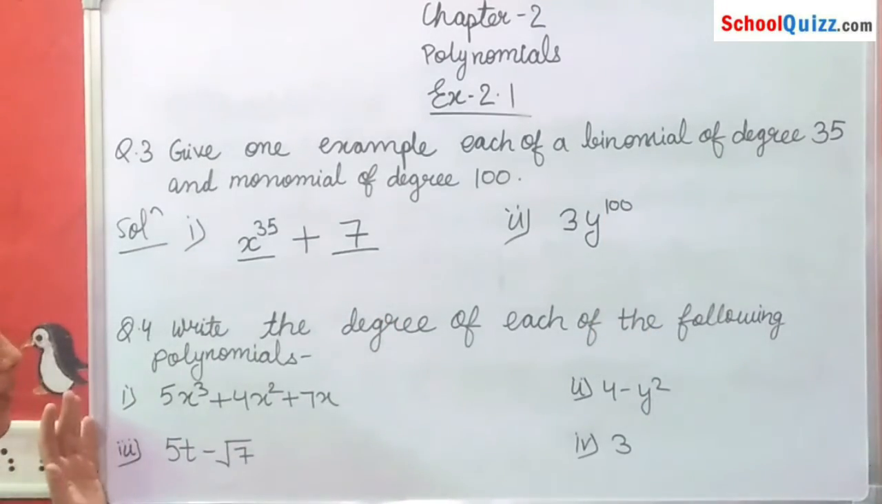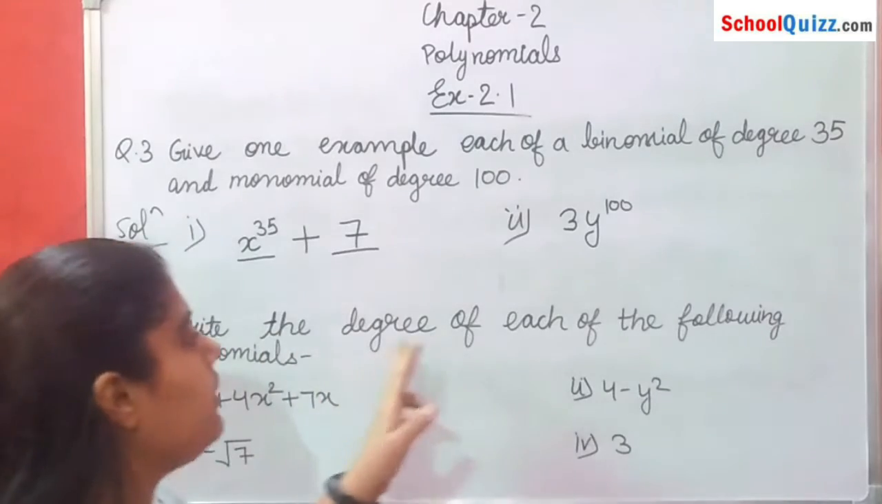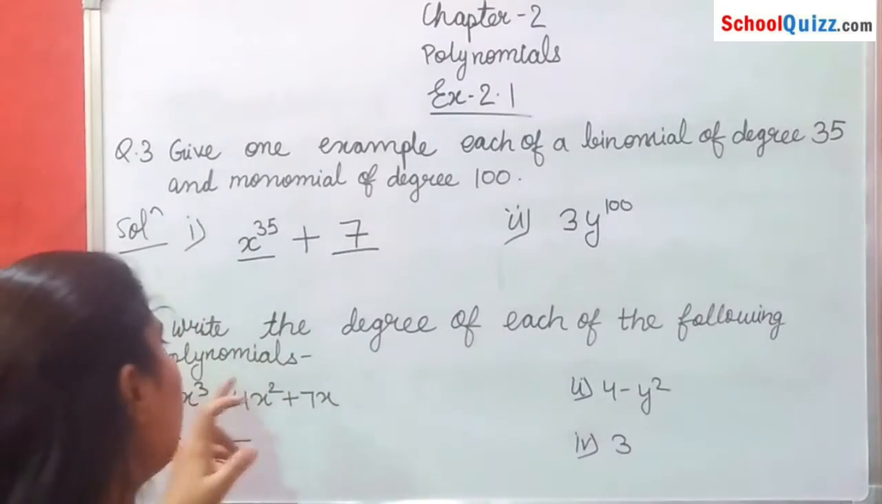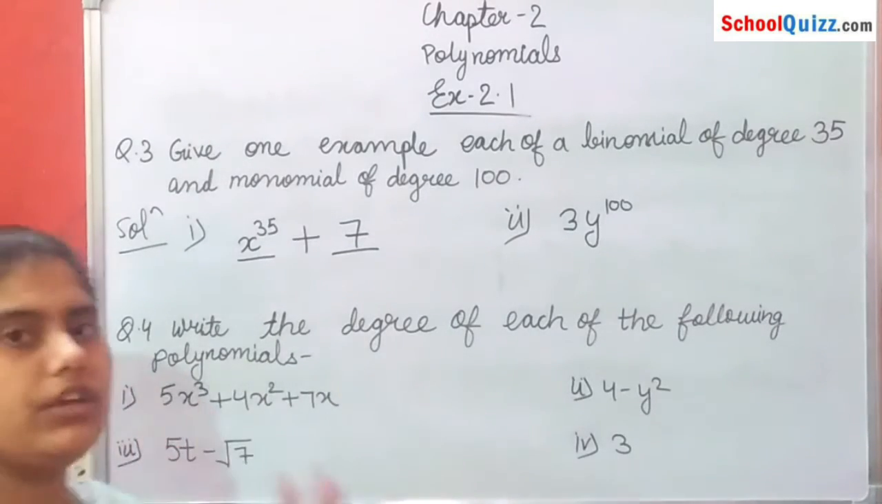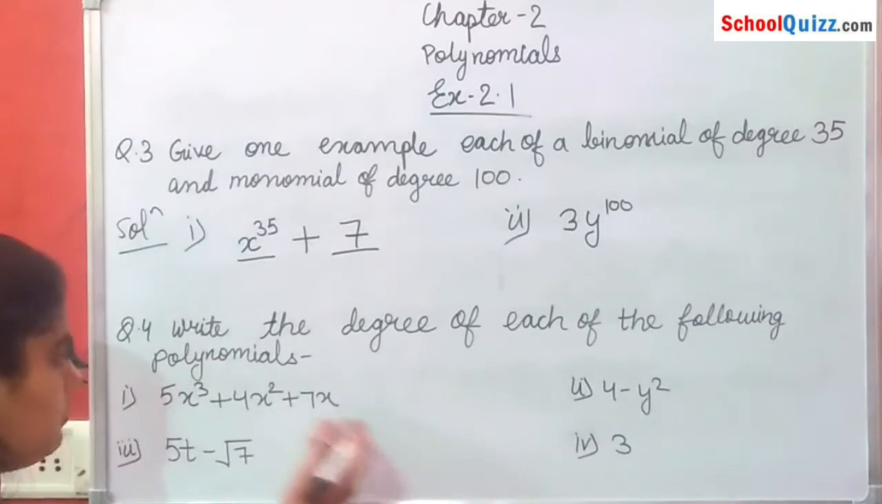Now moving to question number 4. Write the degree of each of the following polynomials. Now what do we have to tell in this? We have to write the degrees of the given polynomials.